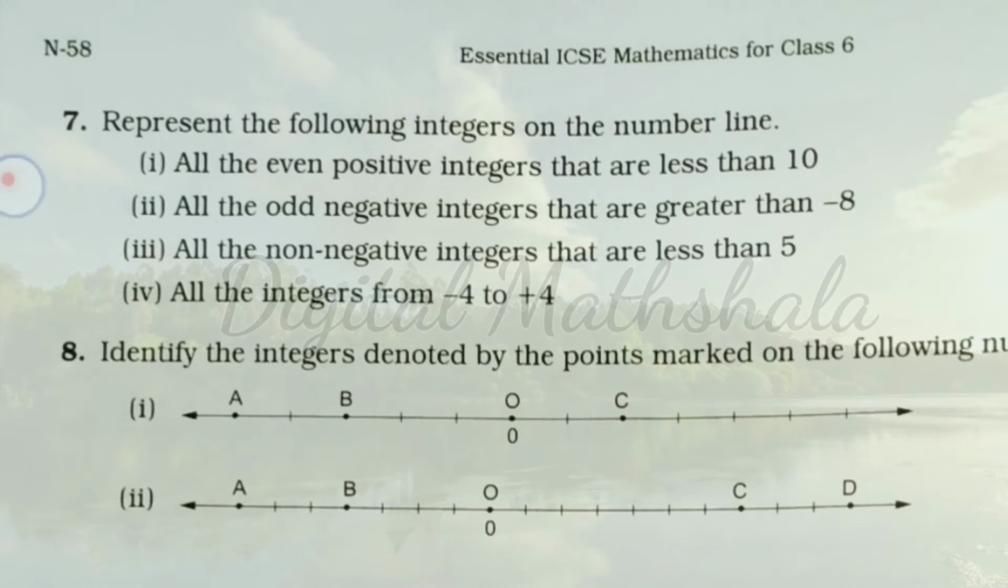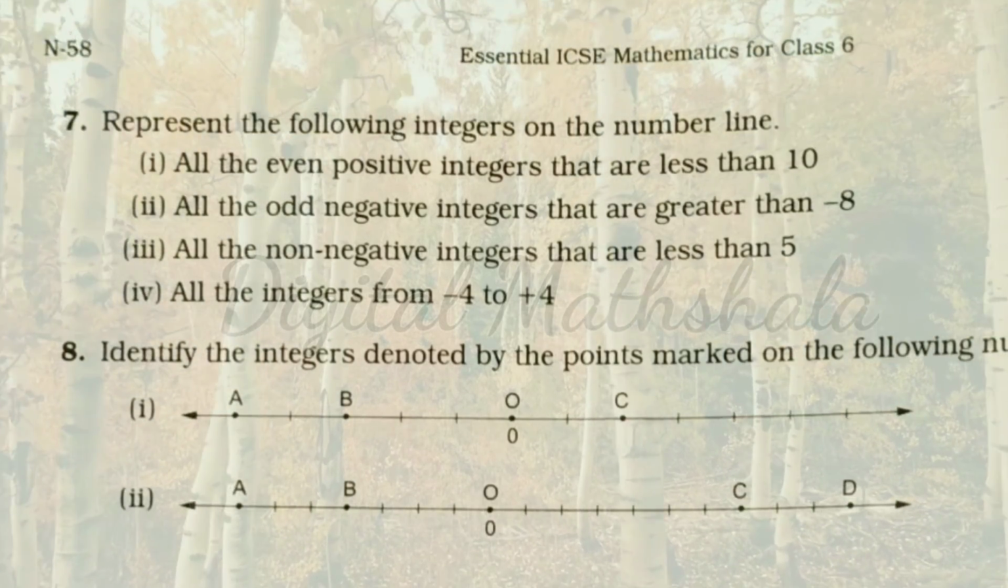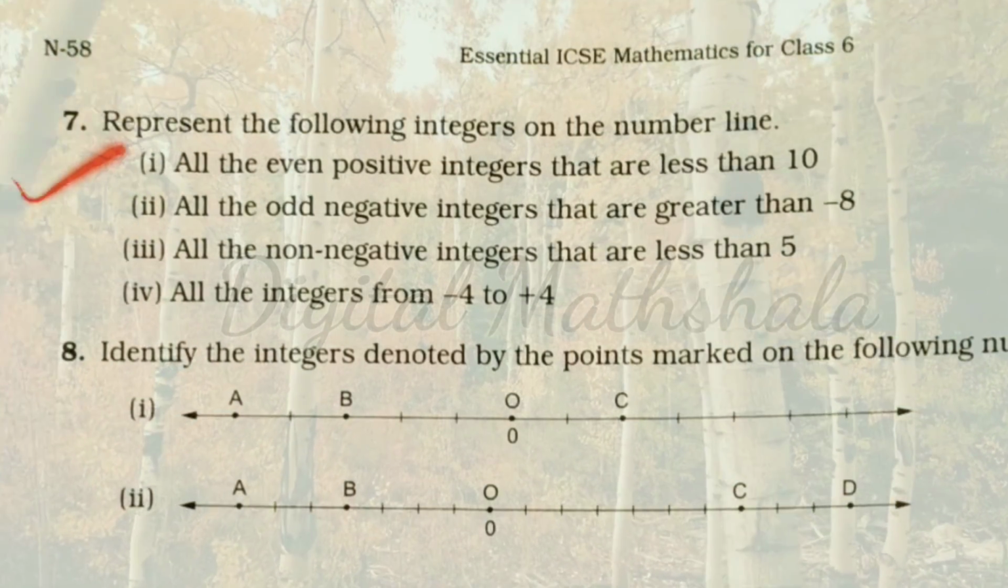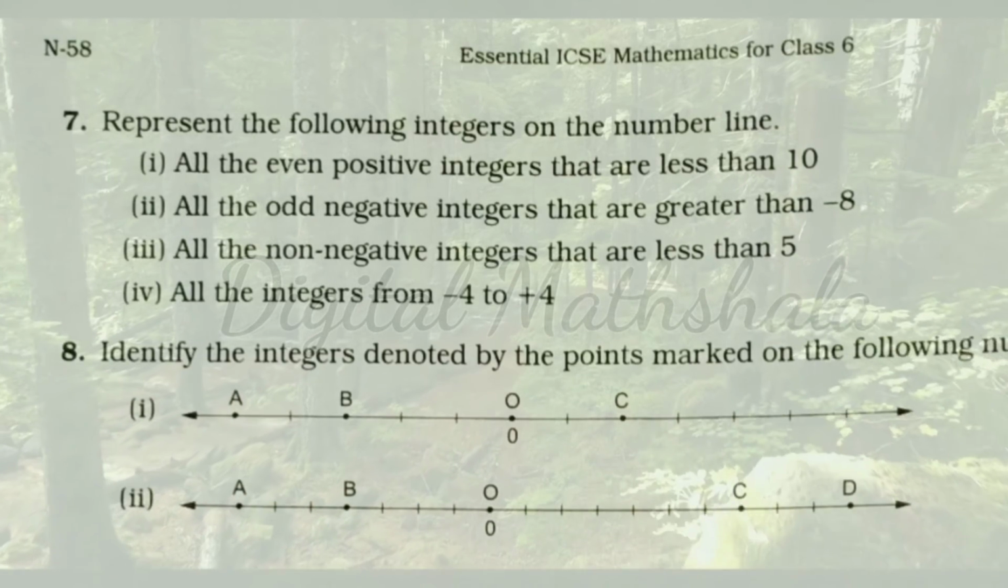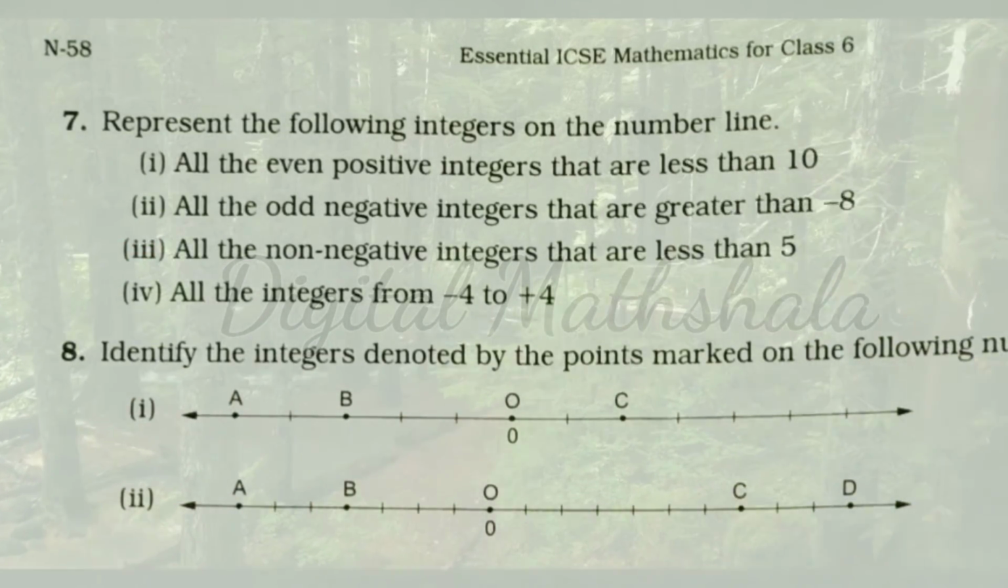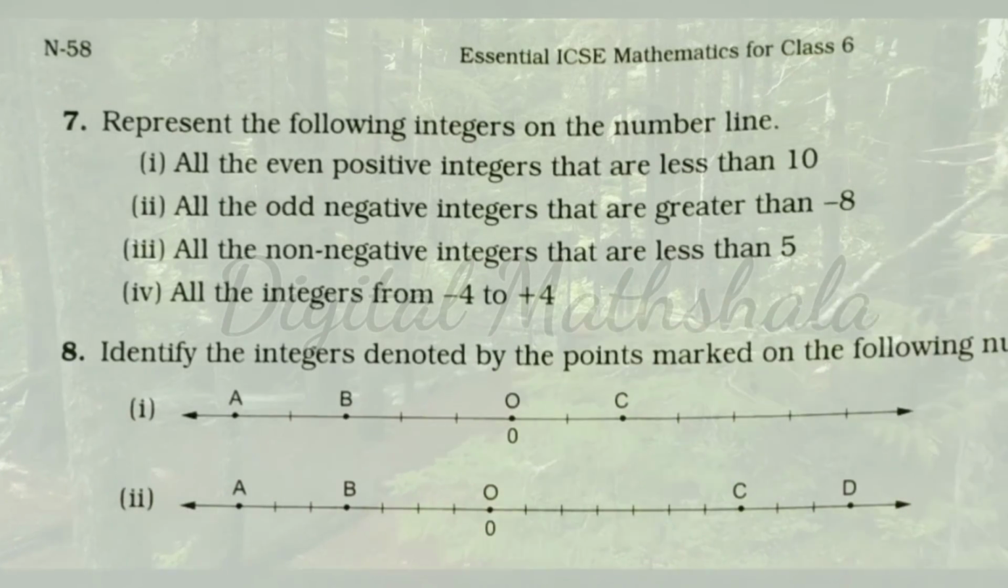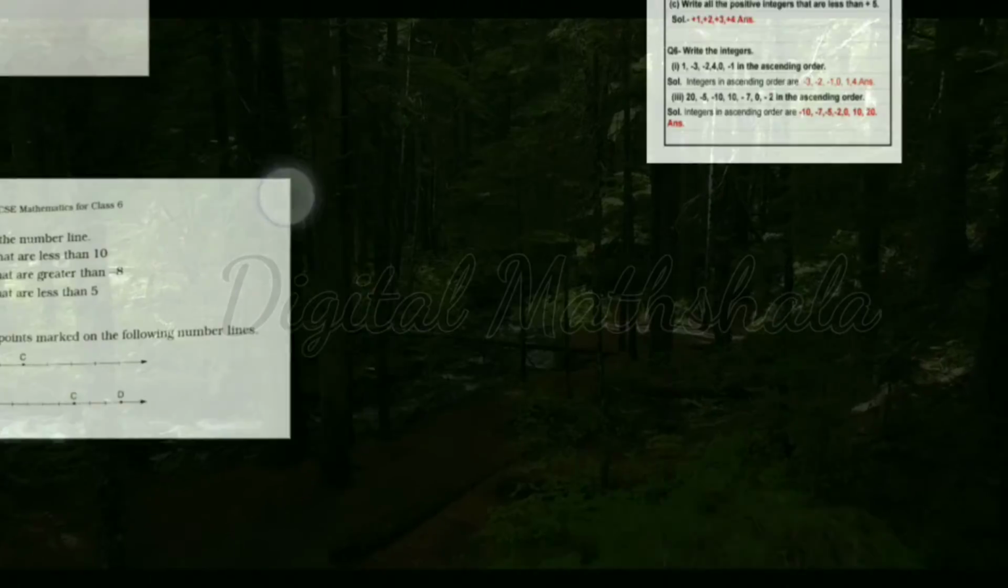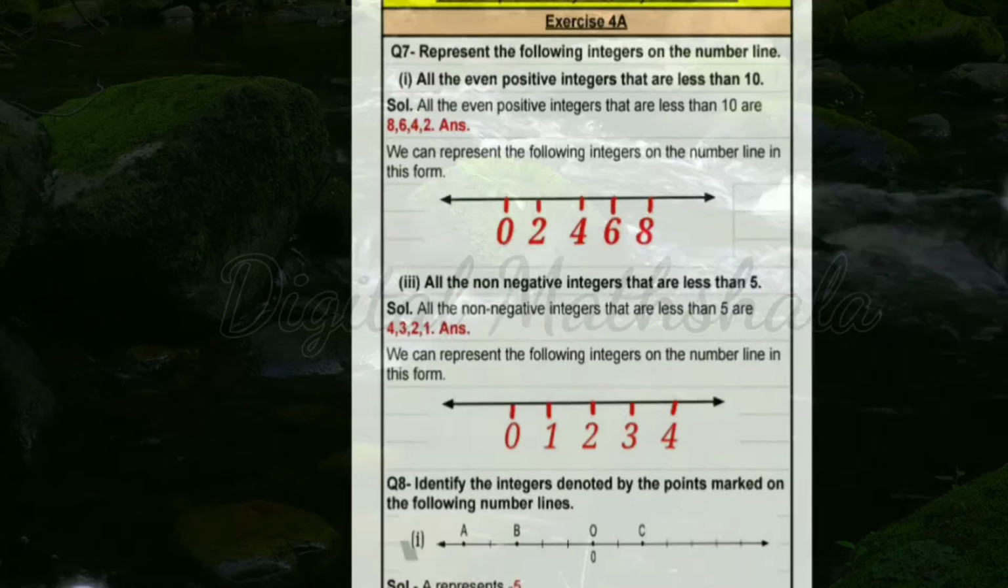Let us see the next question, question number 7. Question number 7 is given: represent the following integers on the number line. The first part is all the even positive numbers that are less than 10, and the third part is all the non-negative integers that are less than 5. Okay, so now let us see how we will solve this type of question.